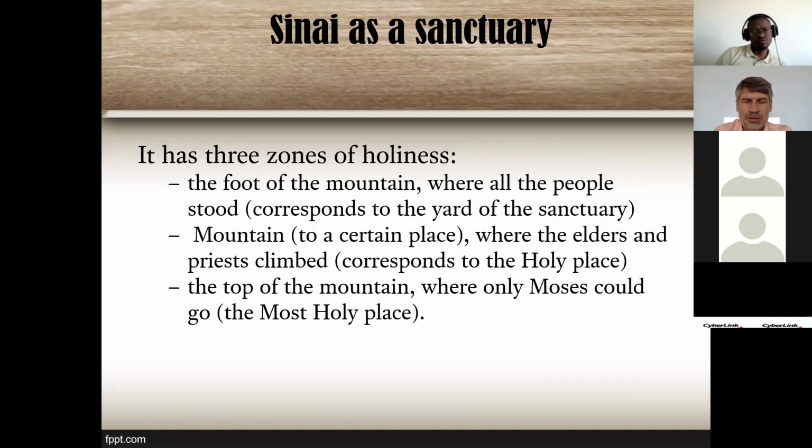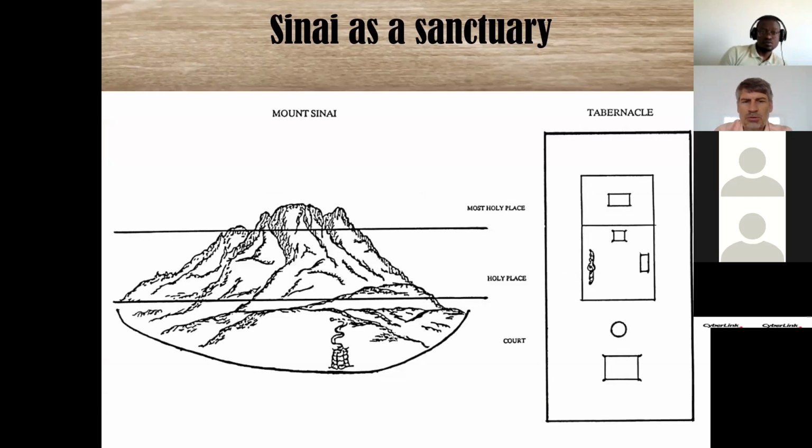It is very clear that the Mount of Sinai had three zones of holiness. And these three zones of holiness actually correspond to three departments of the sanctuary. At the foot of the mountain, where all people stood, it corresponds to the yard of the sanctuary. The mountain, to a certain place where the elders and priests climbed, corresponds to the holy place, and the top of the mountain where only Moses could go, this corresponds to the most holy place.